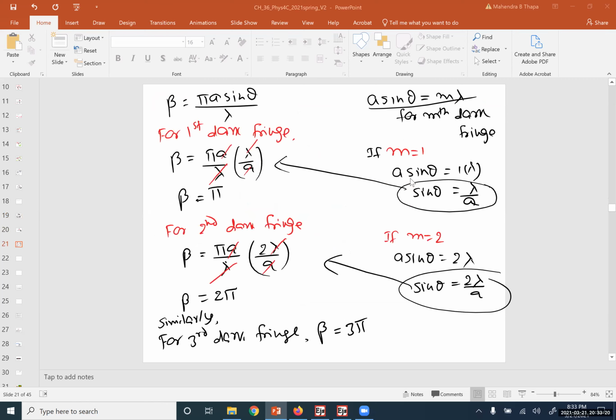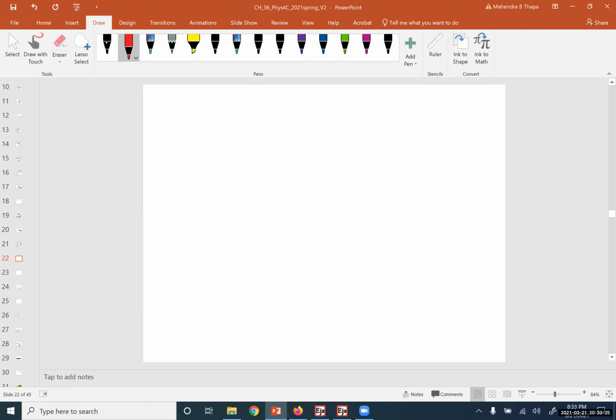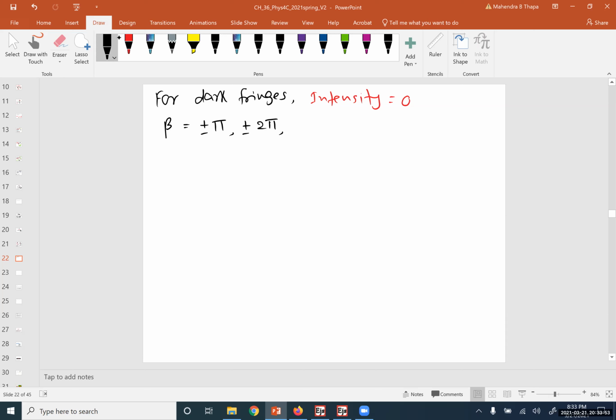So let's see here, and we can write as a form of summary. So we have four dark spots or dark fringes. In the fringes, we have intensity 0, and we just figured out that beta will be either plus and minus pi, plus and minus 2 pi, plus and minus 3 pi. Okay, it will keep going just like that.